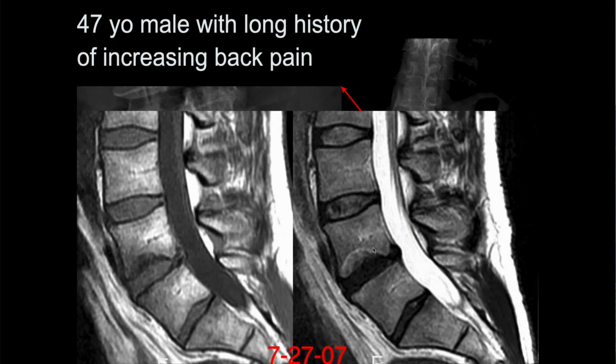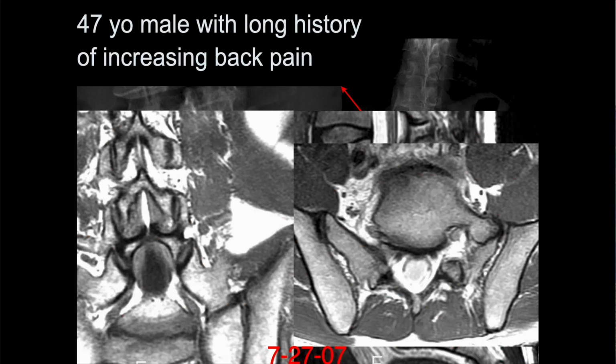Here's typically what the MR scan looks like. You'll get degenerative disease at 4-5. 5-1 is kind of mild disease here on the sagittal images. And if we go to the axial and coronal images, what do you see? You see that pseudoarticulation, right over here.